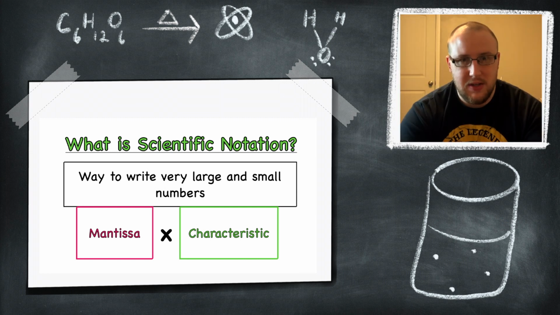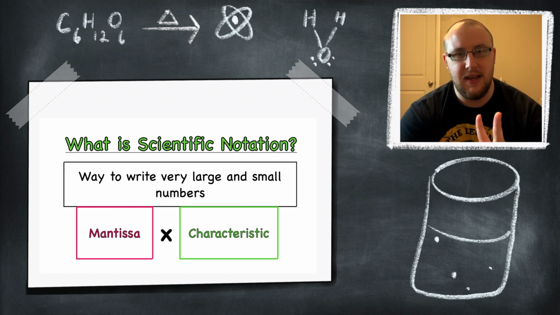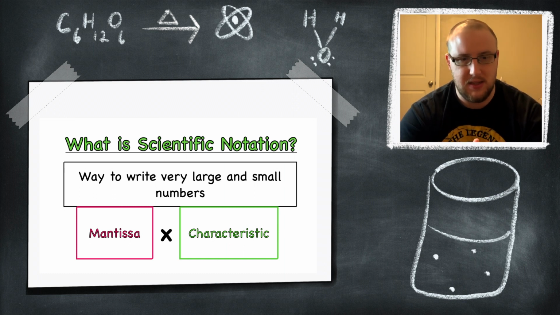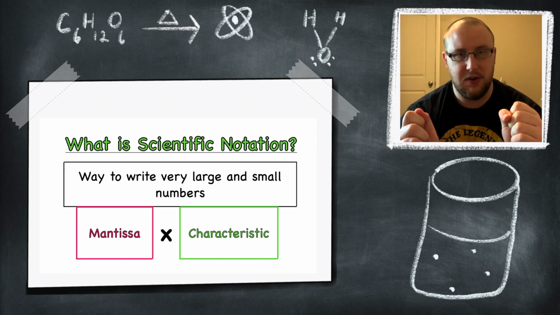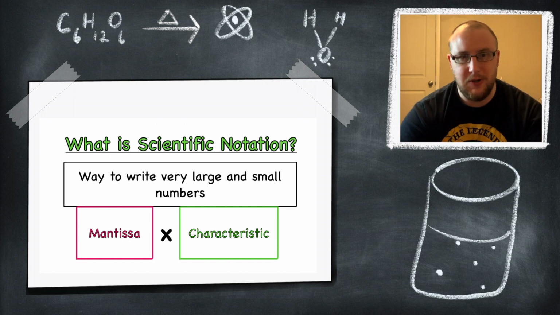So scientific notation consists of two parts. One, the mantissa, and two, the characteristic. These two parts are separated by what we call a multiplication sign. So we got mantissa multiplied by characteristic. Let's break these components down.